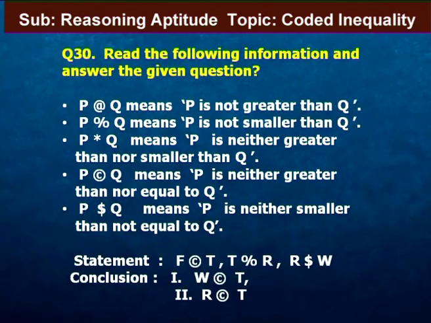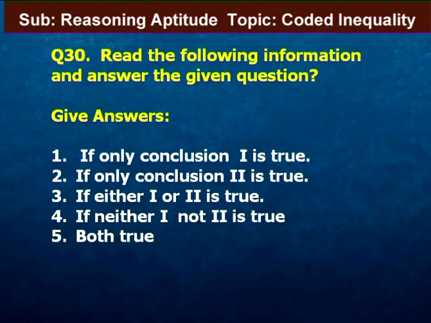Next question: P, F © T % R $ W. Conclusion 1, W © T, R © T. So we apply the inequalities for the given conclusions and statement. We apply the given symbols, the given inequalities, for the given conclusions and statement, then verify the given question.